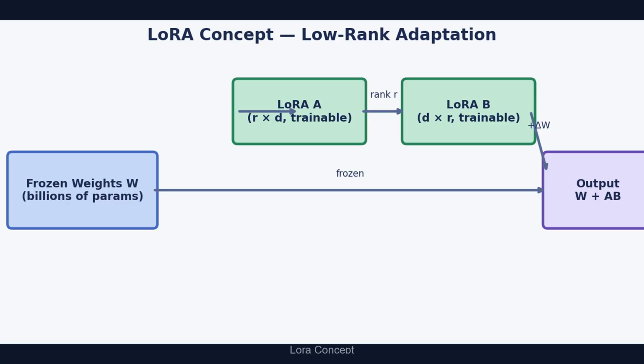The frozen weight matrix W on the left represents the full pre-trained model, billions of parameters that you never touch. LoRA A has dimensions R by D, and LoRA B has dimensions D by R, where R is the rank you choose. Their product, A times B, has the exact same shape as W, so you can add them together cleanly. The result, W plus AB, is your adapted model. Notice that the rank R controls the bottleneck width. Smaller R means fewer trainable parameters. Larger R means more expressive adapters.